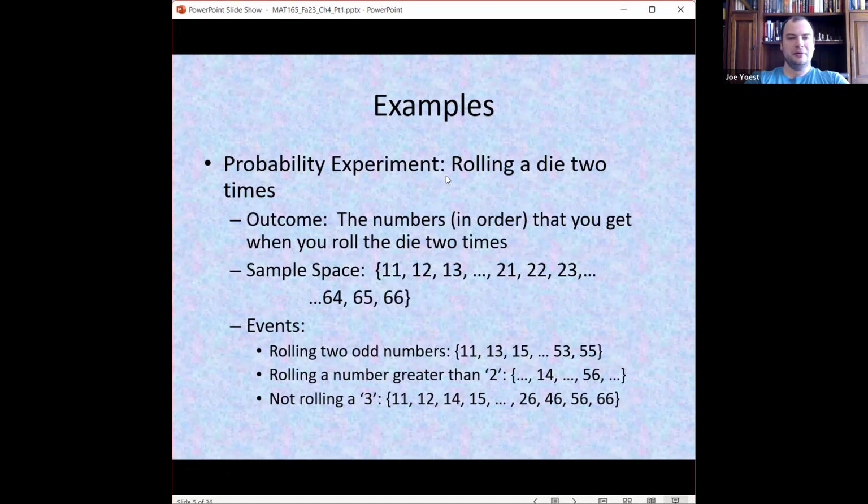Another example: our experiment could be rolling a die 2 times. The outcome could be the numbers in order, so first roll, then second roll, that we get when we roll the die 2 times. So the sample space could be something like 1, 1. So this isn't an 11, but 1, 1. So rolling a 1 on the first roll and a 1 on the second roll, or 1, 2. Note that 1, 2 is different than 2, 1 because in 1, 2, the 1 came first, the 2 came second. In 2, 1, the 2 came first, the 1 came second. All the way up through 6, 6. So that would be our sample space. All of the pairings of 1 through 6 as the first number, with 1 through 6 as the second number. That's going to be 36 different outcomes in the sample space.